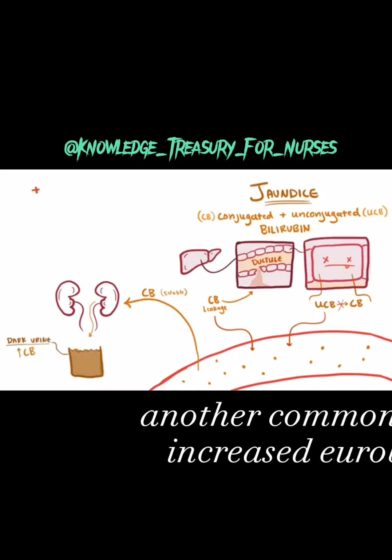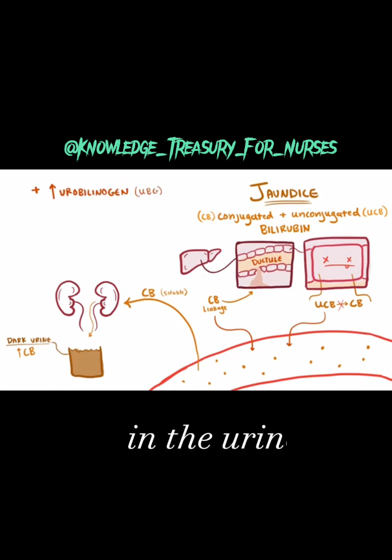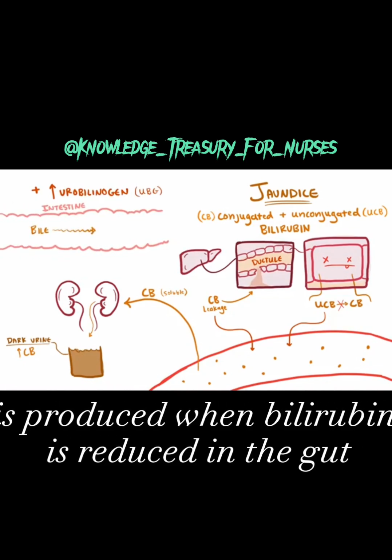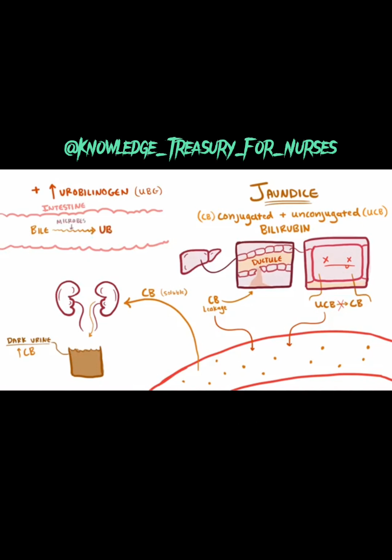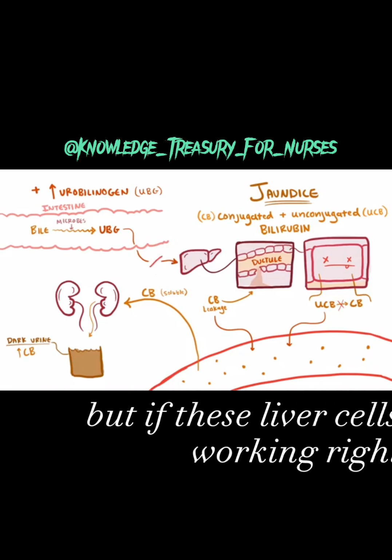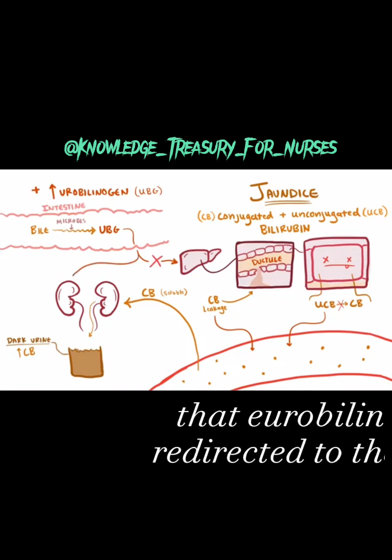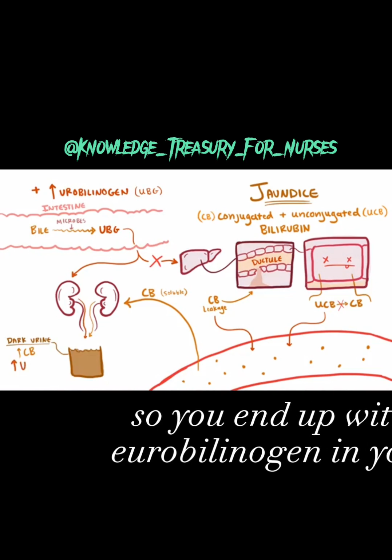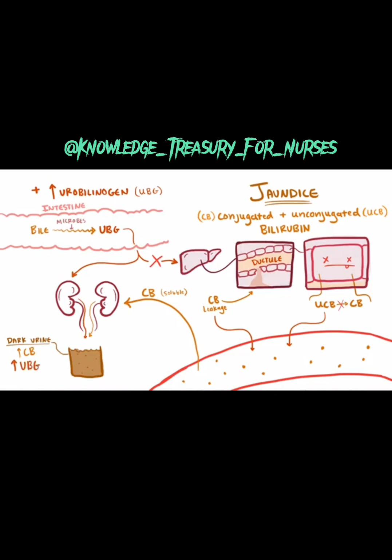Another common finding is increased urobilinogen in the urine. Urobilinogen is produced when bilirubin is reduced in the gut by intestinal microbes. Normally, most of that's reabsorbed and transported back to the liver to be converted into bilirubin, or bile, again. But if these liver cells aren't working right, that urobilinogen is redirected to the kidneys and excreted, so you end up with more urobilinogen in your urine.